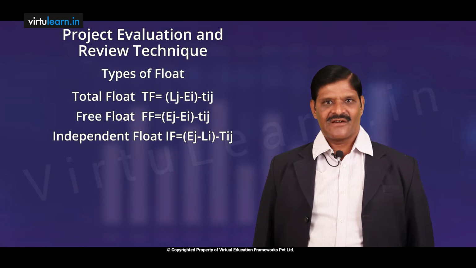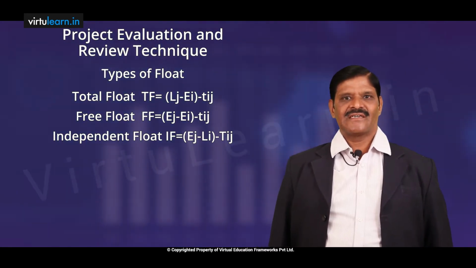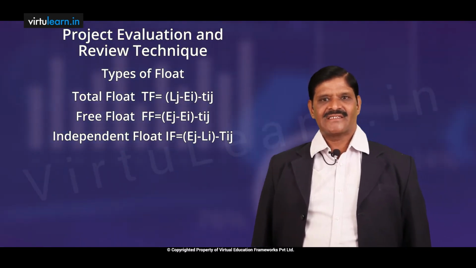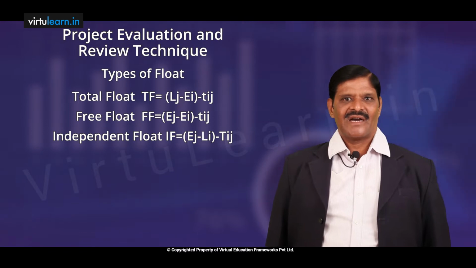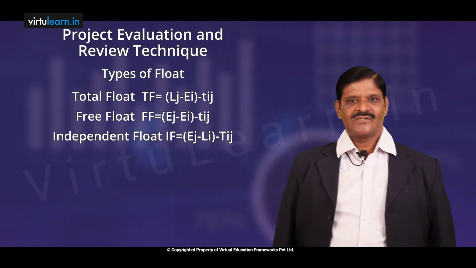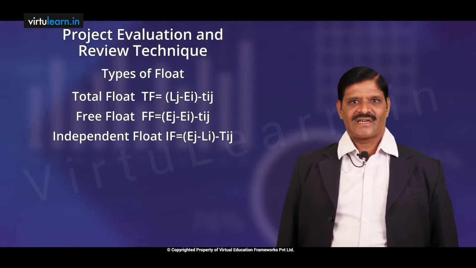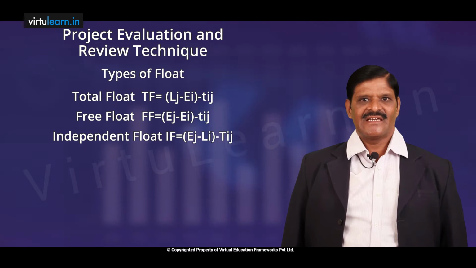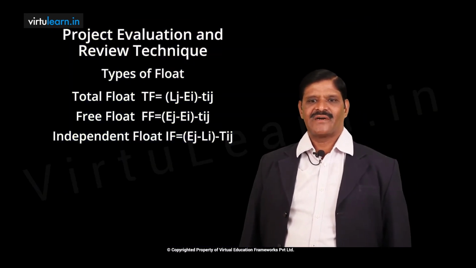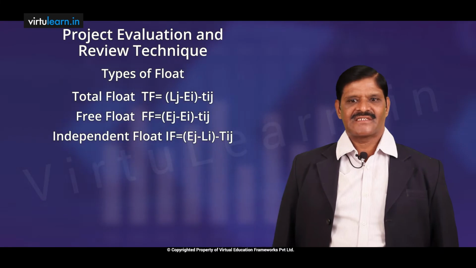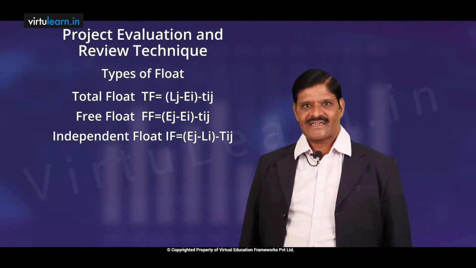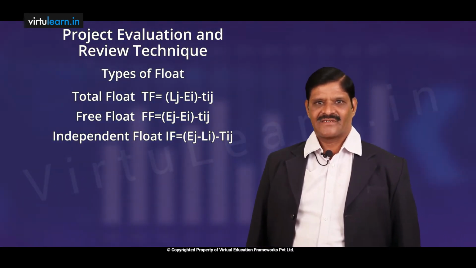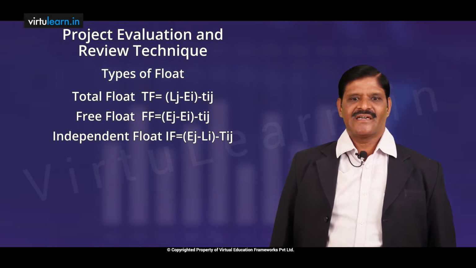Similarly, we have free float. Free float is given by earliest finish time minus earliest start time minus duration of the project. So, this way we will try to calculate this free float. And we have another float known as independent float, which is given by earliest finish time minus latest start time minus the duration of the particular activity. So, this way we will calculate independent float.